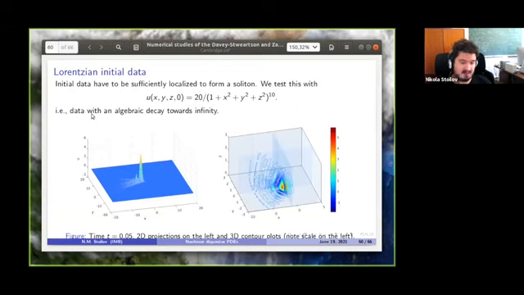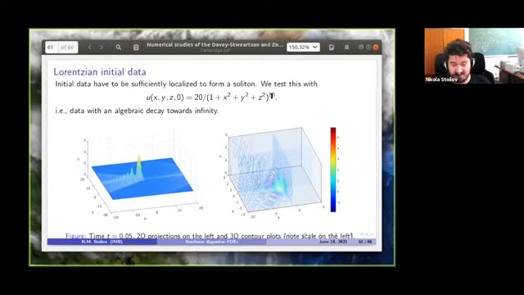Now the interesting thing is, in order to have a soliton resolution, you have to have not only sufficient mass, you also have to have a localized solution. So the Lorentzian initial data that we considered, I call this super Lorentzian, has quite a large polynomial, so x to the power 20 in the denominator. So this is quite localized, but not exponentially so.